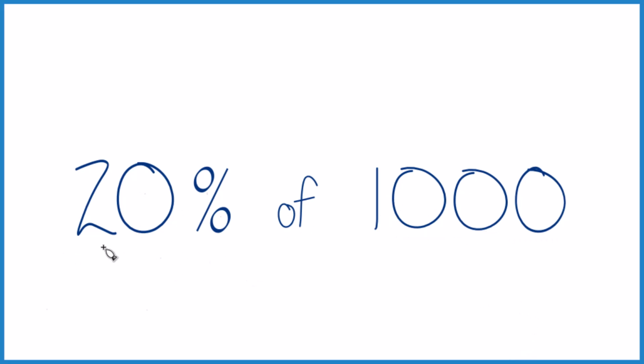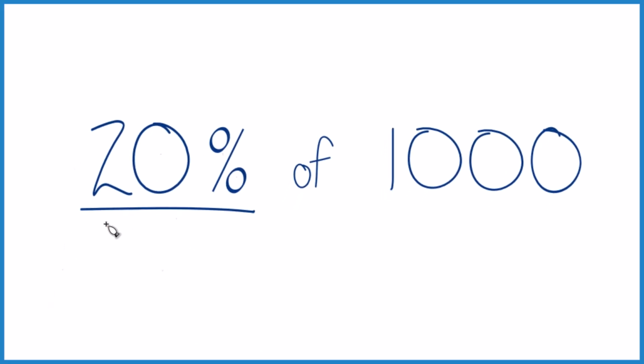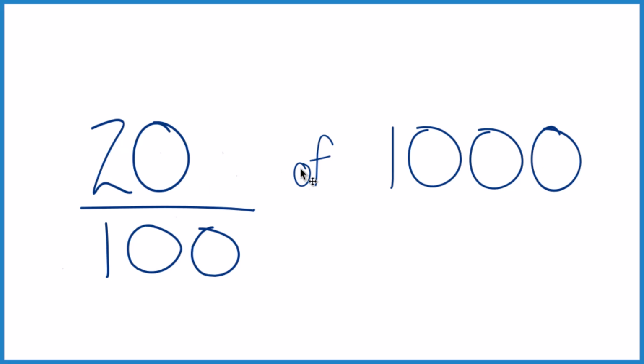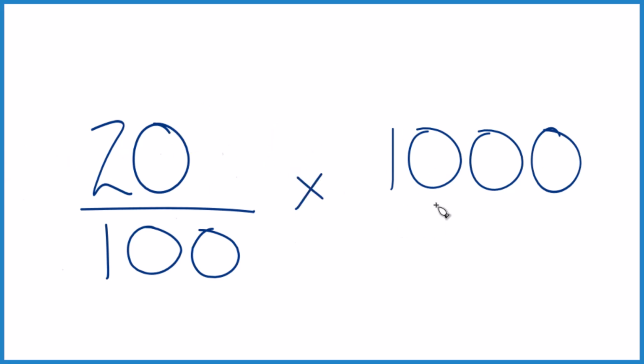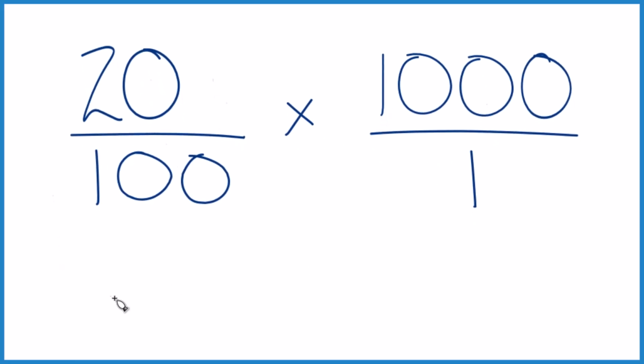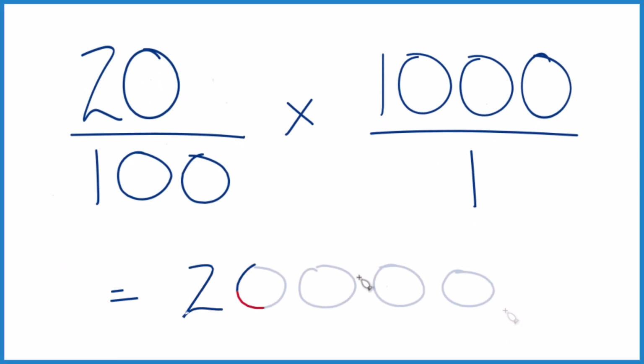Another way to think about it is it's 20%. So percent means over 100 or per 100. So we could also call of, let's call that multiplication here, and call it 1,000 over 1. It's still 1,000, but everything lines up real nice. And we just multiply. 20 times 1,000, that equals 20,000.